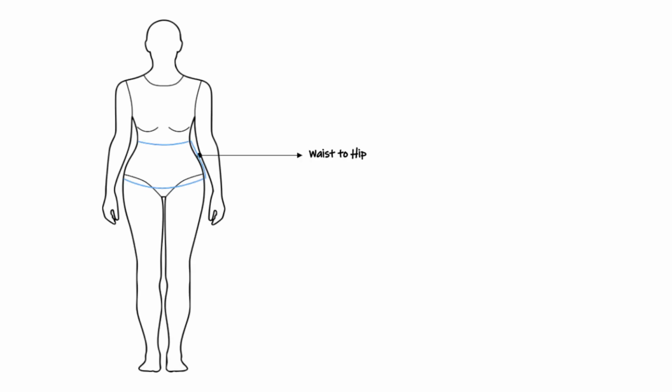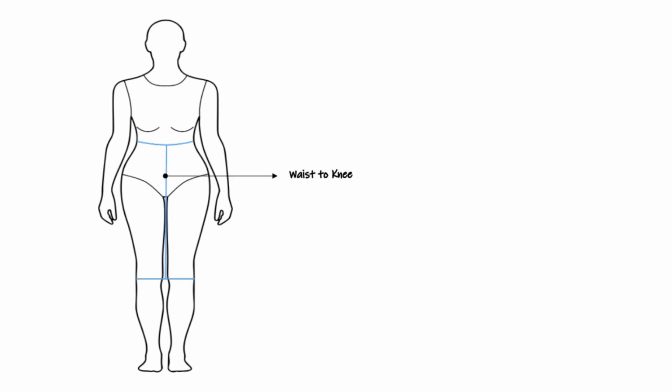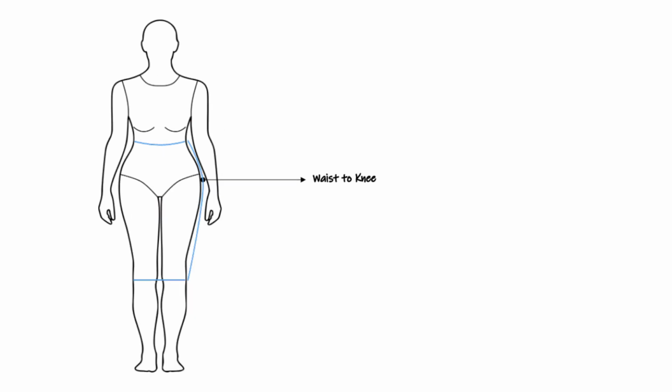Waist to hip, measure this on the side. Waist to knee, measure this on the center front, center back, and the side. Add 2 cm ease to the waist and 4 cm to the hip.